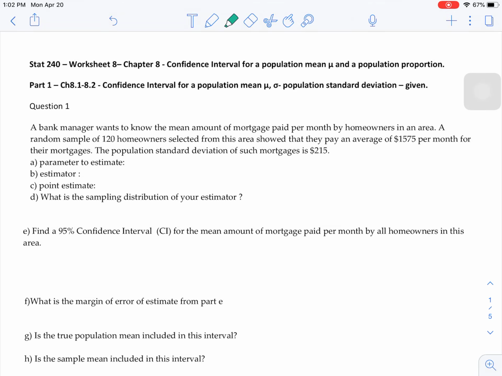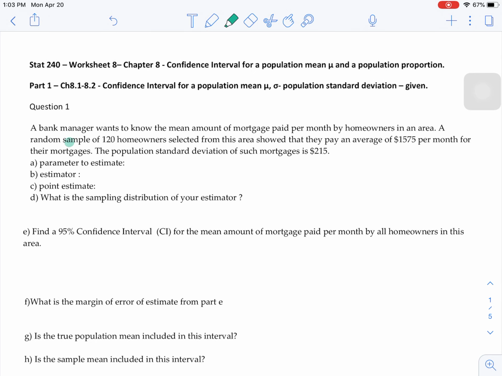Question 1, we want to make a confidence interval for the population mean. Our population is homeowners in a certain area, so we want to make a confidence interval to estimate the average amount that people in this area pay on their mortgage. To estimate the population mean, to create this confidence interval, we've collected a sample mean.